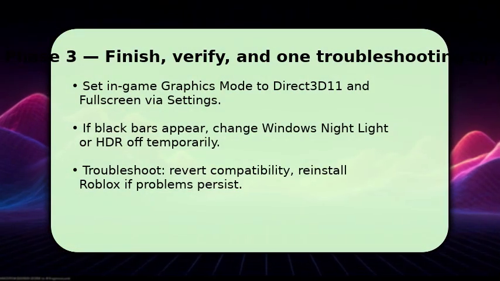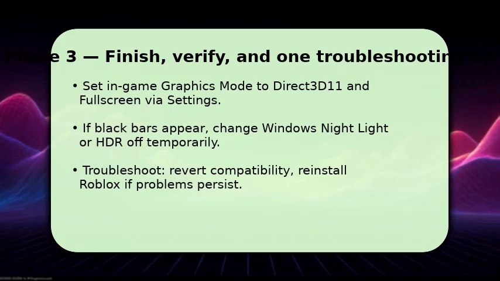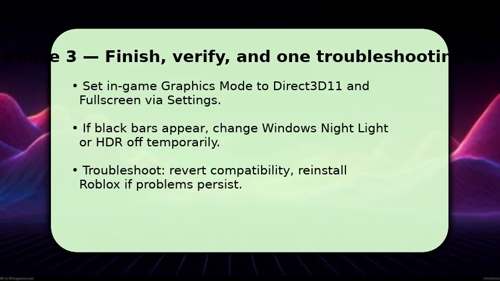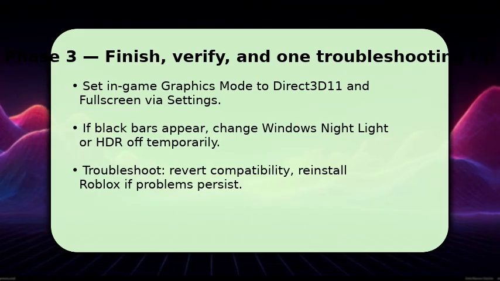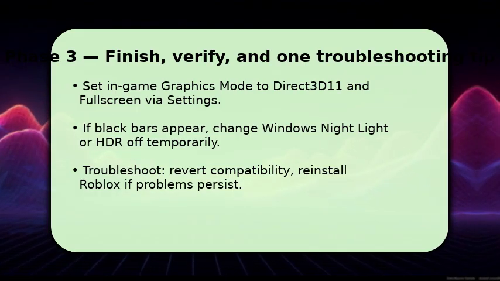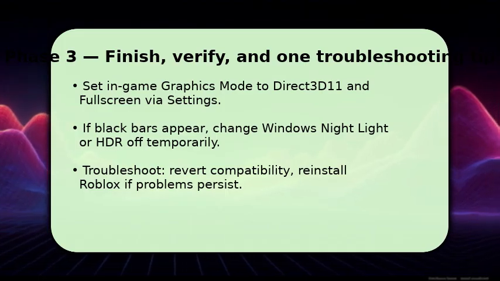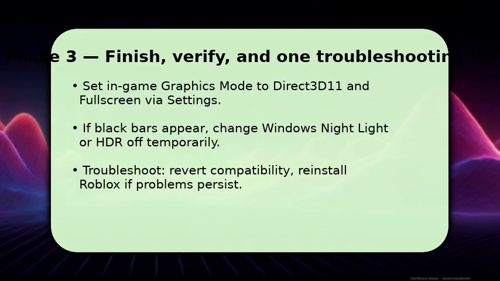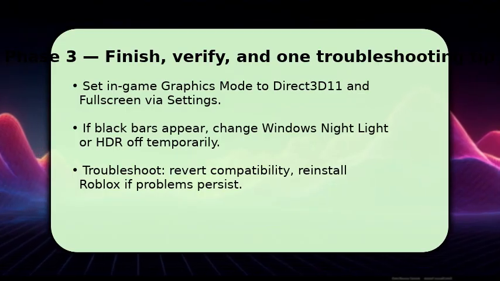Finish by launching a game and opening Roblox settings. Set graphics mode to Direct3D11 and switch the screen mode to full screen. If the screen still shows borders, disable HDR or night light temporarily and test again. Some color features interfere with exclusive full screen.